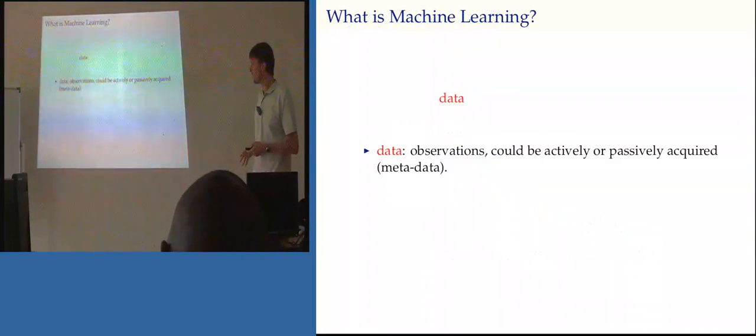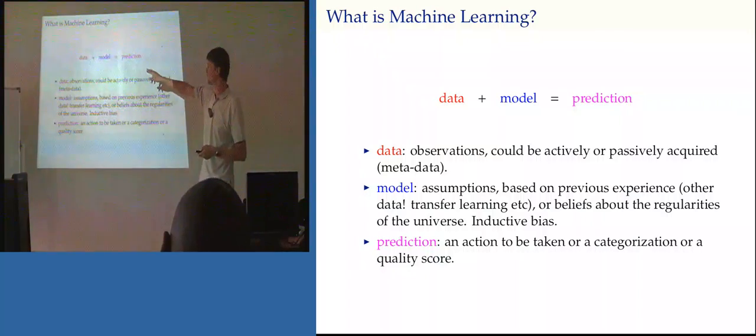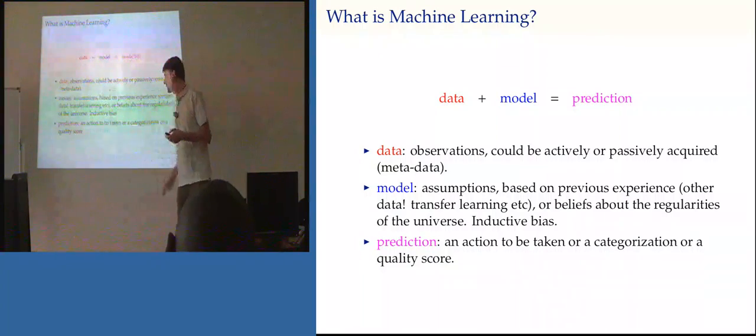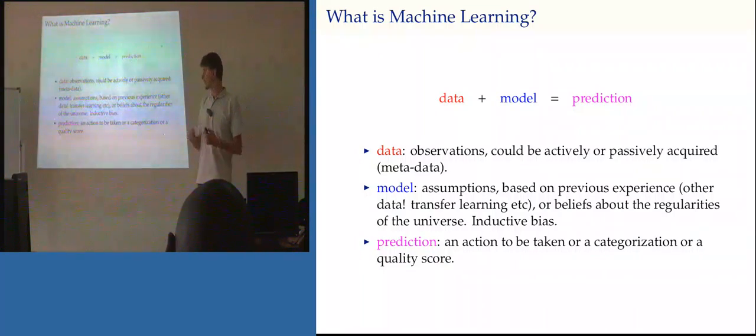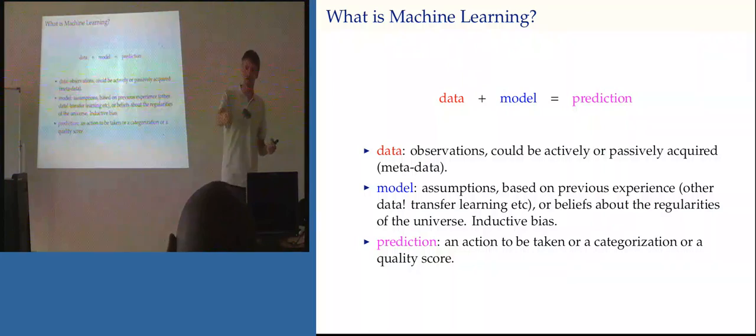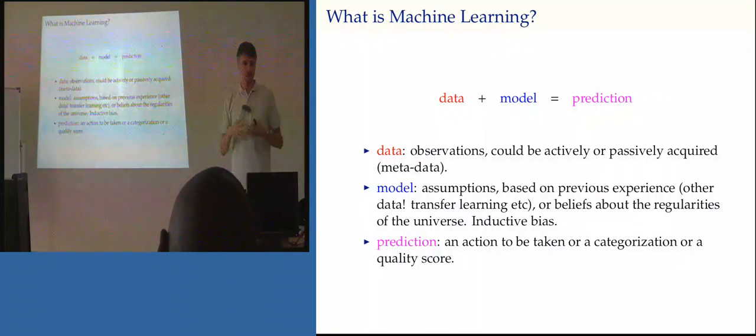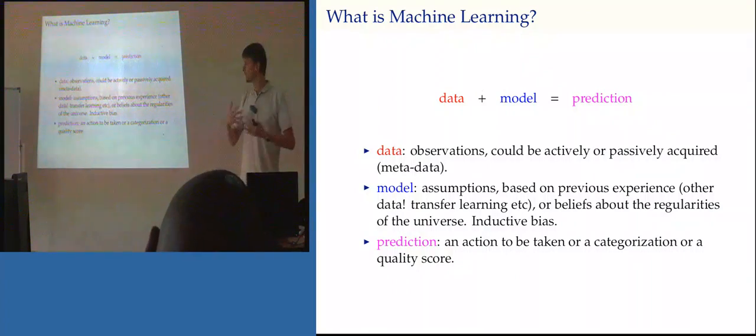And in order to have a belief or make a prediction, you have to have a model. And the prediction is what we're interested in. The prediction is any kind of result: an action to be taken, a categorization, for example, or a quality score, or a prediction of a future time. Prediction could be any sort of thing. Given the data, we combine it with the model. And the model could be much more complex than the sort of things we'll look at today.